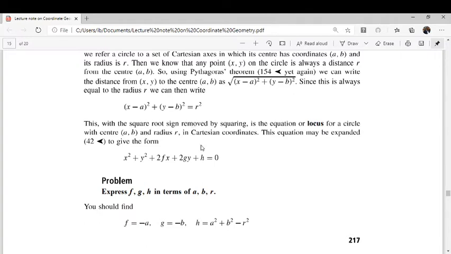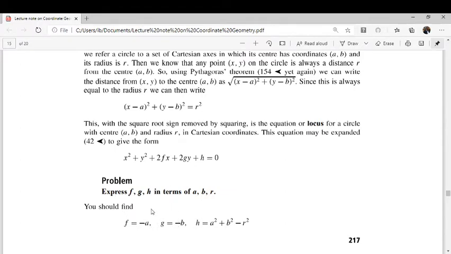Now, how do I know my F? How do I know my G? My F and my G are just... what best should I use to describe it for you? I think my F is equal to minus A. My G is equal to minus B. And my H is equal to A squared plus B squared minus R squared. From this you have gotten the equation of a circle. This is the general equation of a circle where F is minus A.